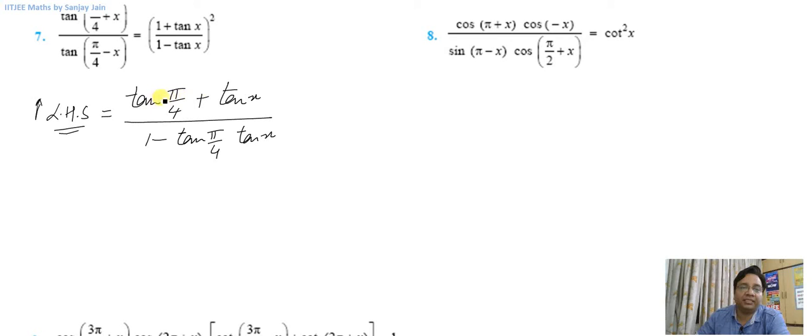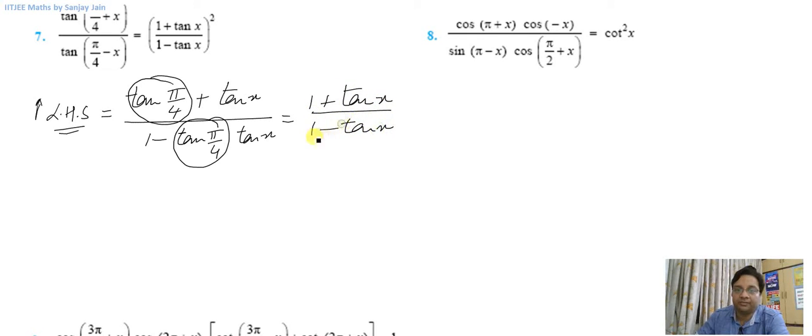You can memorize this, that this tan pi by 4 anyhow will be equal to 1. So you can directly open the numerator, some of you can directly memorize it as 1 plus tan x divided by 1 minus tan x. So this is the numerator of the left hand side. What about the denominator?